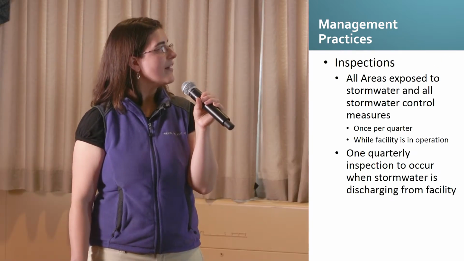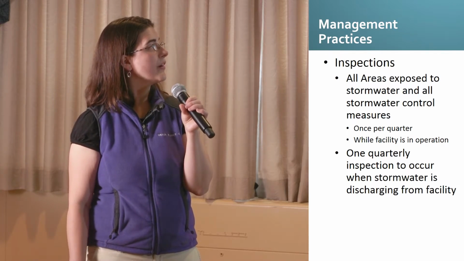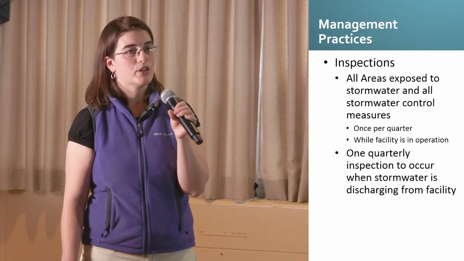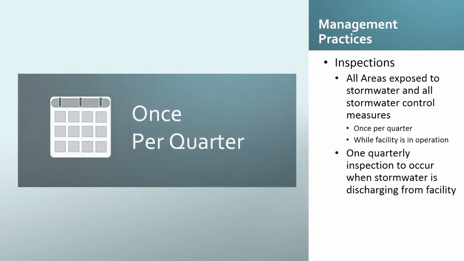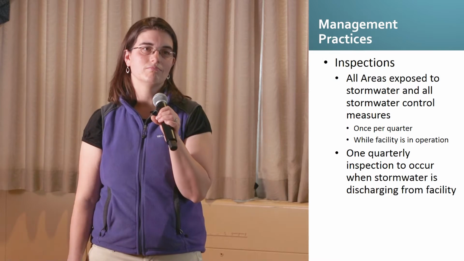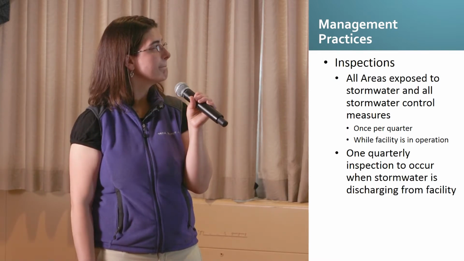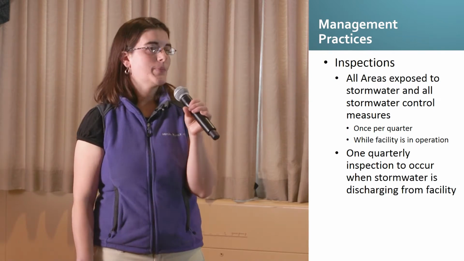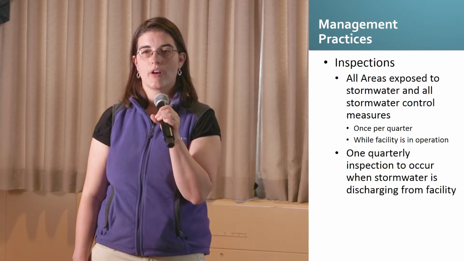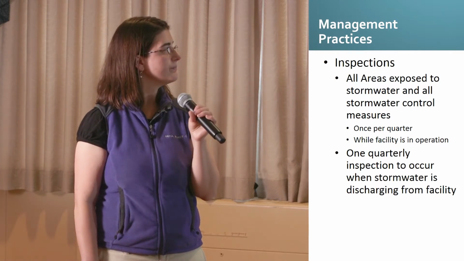You need to inspect all areas that are exposed to stormwater or could come into contact with stormwater, and all the control measures. They need to be completed once per quarter and while the facility is in operation. So you need to do them during working hours, not in the evening or on Saturdays. Not sure you'd want to anyway. And then one of the quarterly inspections needs to occur while stormwater is discharging from the facility, so during a rain event or shortly after.